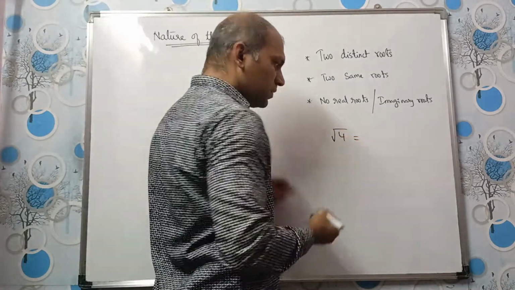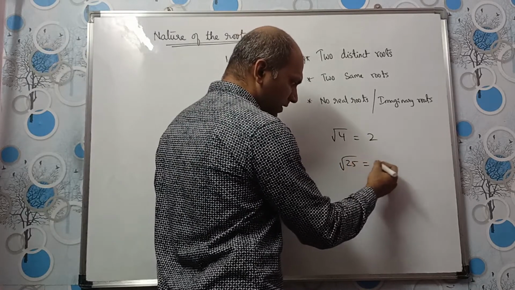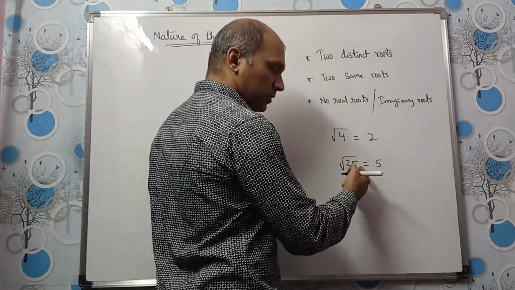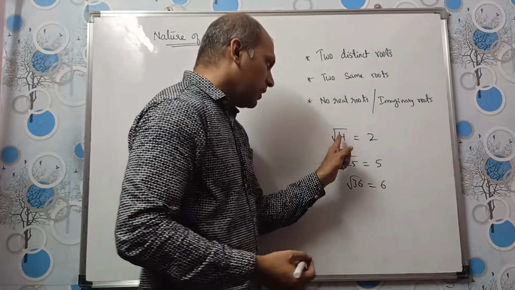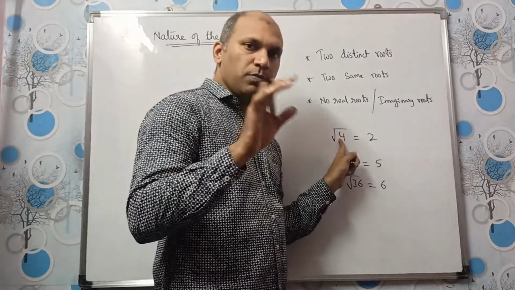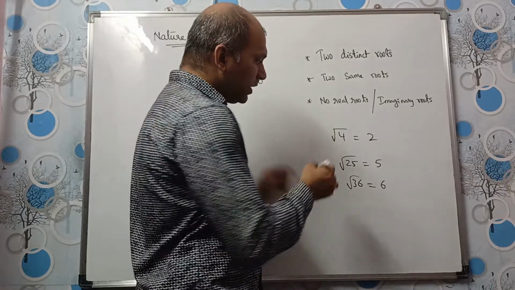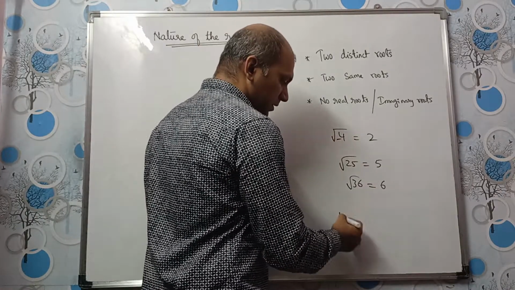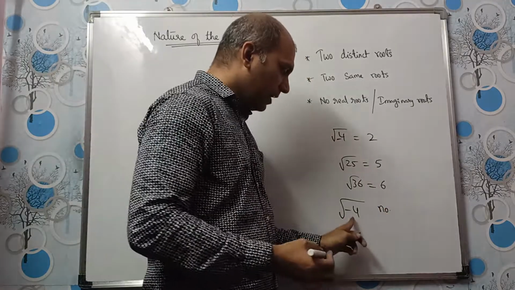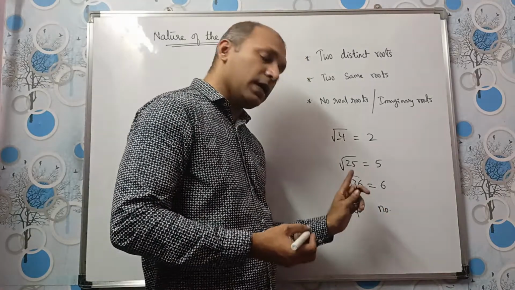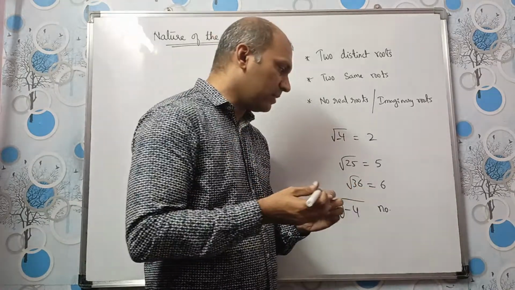Can we find out what is root 4? Yes, root 4 is equal to 2. Can we find out what is root 25? Root 25 is 5. Root 36 is 6. See here, inside the root, these values are positive: plus 4, plus 25, plus 36, right? What if we have a negative number here? Can you find out its value? No, we cannot. Square root of minus 4 is not a real number. It is an imaginary number.